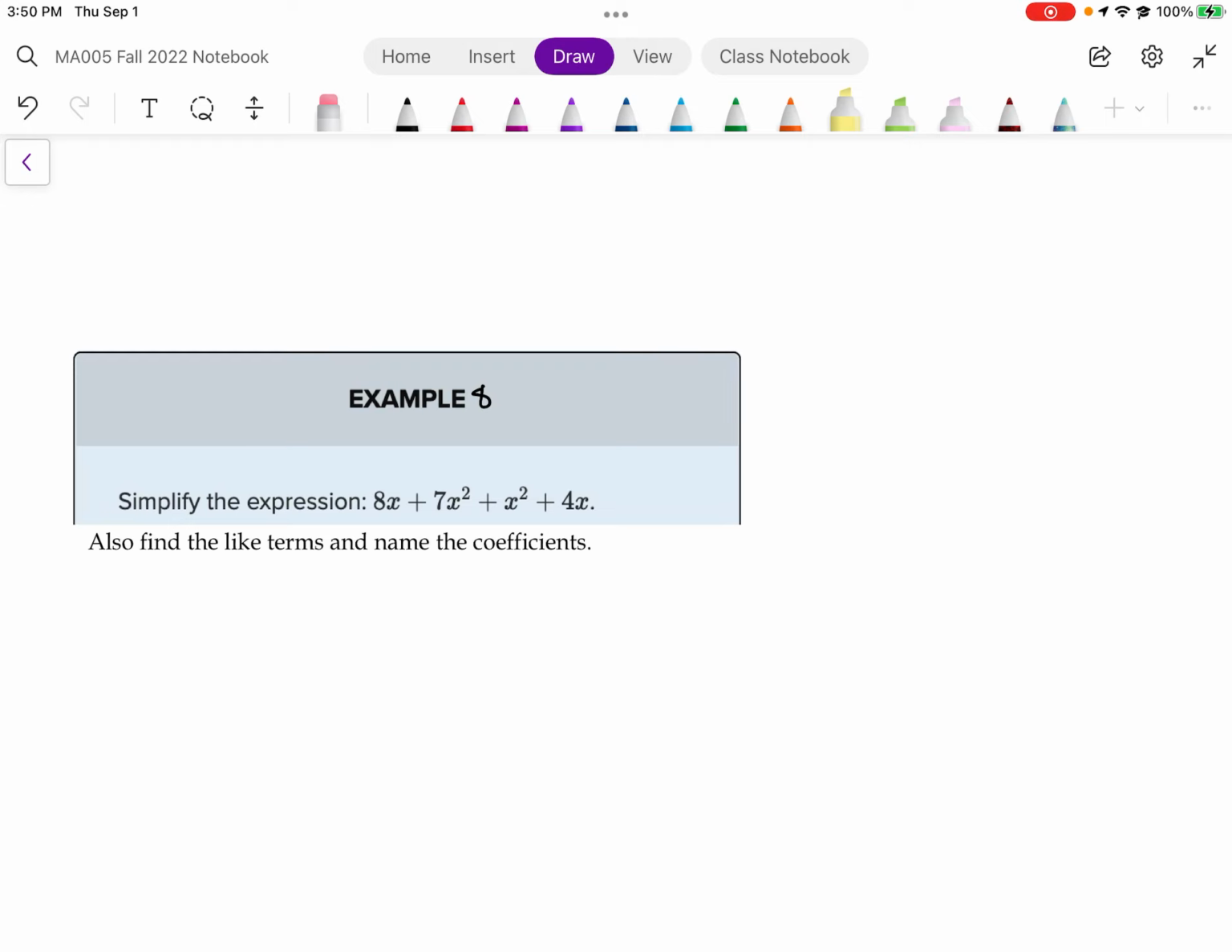All right, so let's find the like terms. The like terms are 8x and 4x, and then 7x squared and 1x squared. Remember, when it has no number in front, it's just a 1. The coefficients are, in this case, 8, in this case, 7, in this case, 1, and in this case, 4. Those are the coefficients.